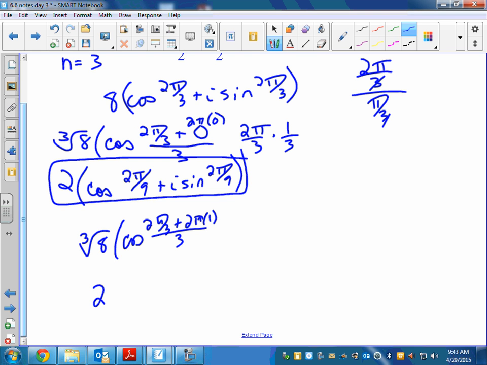2 pi plus 2 pi thirds is 8 pi thirds. Divided by 3 is 8 pi ninths. If you cannot add that very well, just do it without the pi's: take 2 thirds plus 2 and then divide by 3, and it should give you 8 ninths. Again, not from our unit circle.